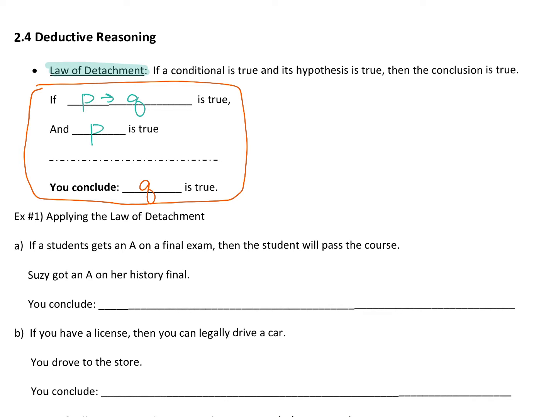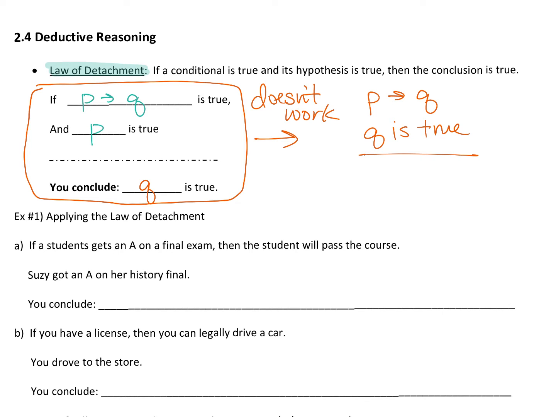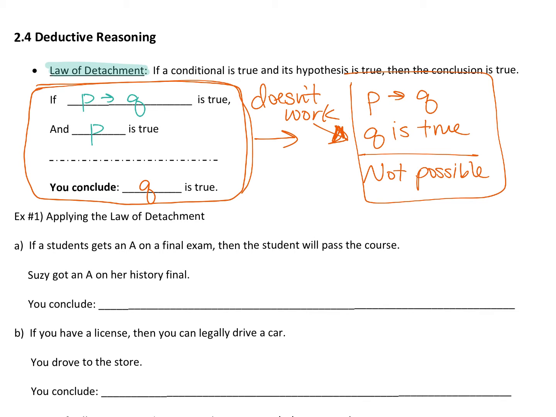One thing to watch out for is what doesn't work, and I'm just going to write that here. If they say if P then Q, and then they say Q is true, so they tell you the conclusion is true, then your answer to that is no solution or not possible. We'll say not possible. So this is the scenario that doesn't work if it looks like that. The one that does work is that first setup that I gave you.